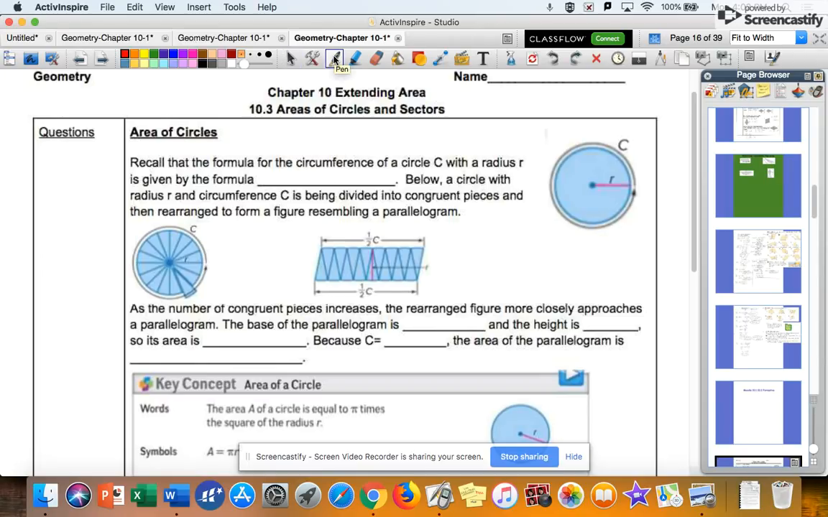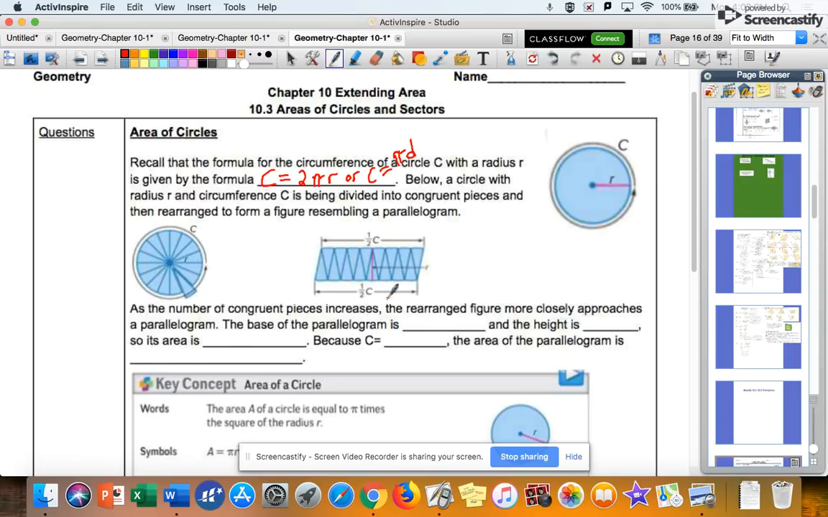So recall that the formula for the circumference of a circle C with a radius r is given by the formula that we can either say circumference is equal to 2 times pi times radius, or in my preference, circumference is equal to pi times diameter, pi d. Below, a circle with a radius r and circumference c is being divided into congruent pieces and then rearranged to form a figure resembling a parallelogram. So we can see here the entire circumference of the circle cut up into a number of different little pie slices, and then alternated back and forth and pieced together.